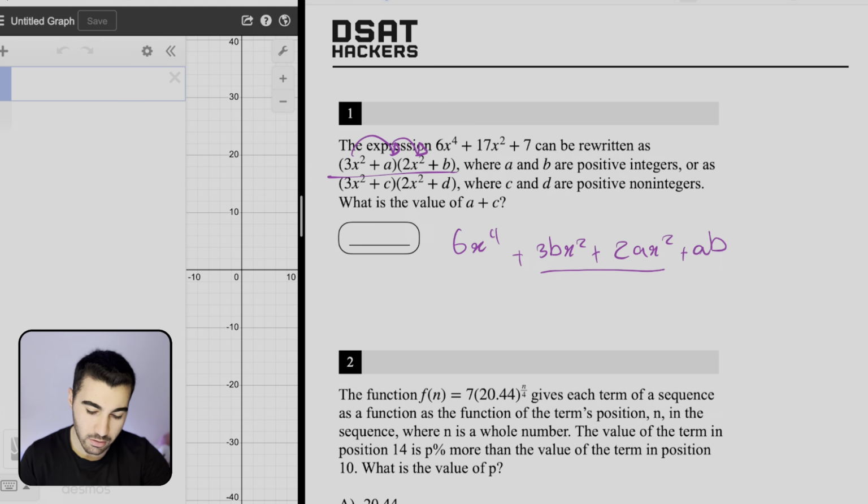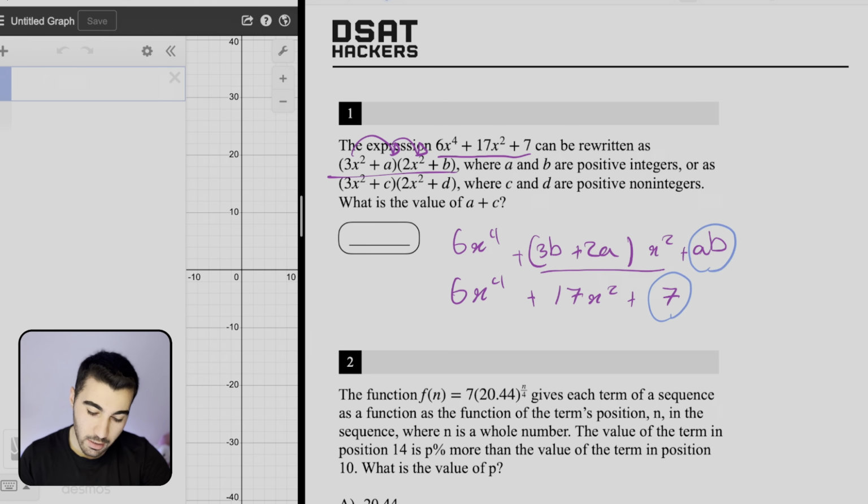So here I can also factor out x squared, because x squared is the same in both of them. So we're going to write 3b plus 2a times x squared. Now, this is the same as 6x to the 4th power plus 17x squared plus 7. So if we match them, we're going to see that 7 is ab, right? The coefficient of x squared is 17, so 3b plus 2a is 17.